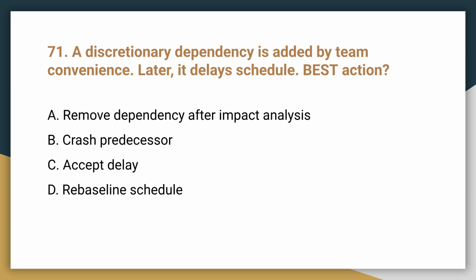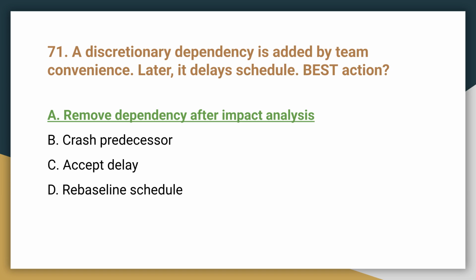Question 71. A discretionary dependency is added by team convenience. Later, it delays the schedule. What is the best action? The best action is A. Remove the dependency after impact analysis. Discretionary dependencies can be modified to optimize the schedule.